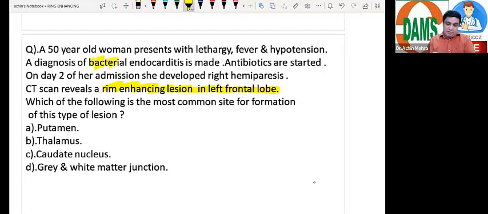She is having bacterial endocarditis. She's having a focal neurological deficit, and she came with fever, hypotension, and lethargy. Can you tell me one differential diagnosis for this kind of deficit that she possibly has got at the moment?